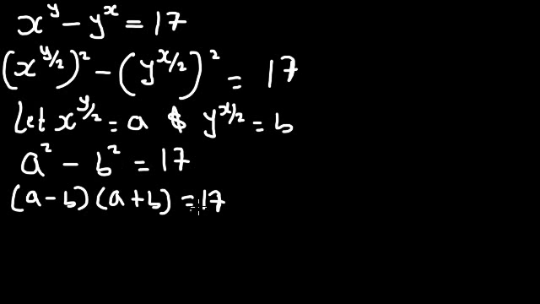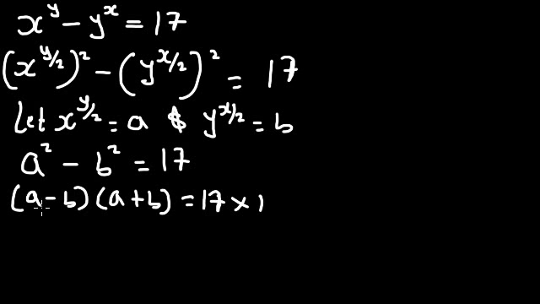So right now, we want to express 17 as a product of two numbers. Well, since 17 is an odd number, it can only be expressed as 17 times 1. 17 is prime, so it can only be reduced by 1 and itself.